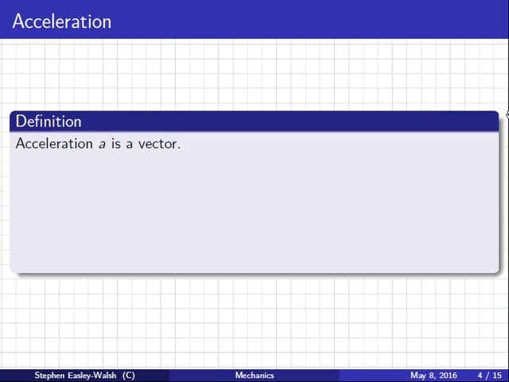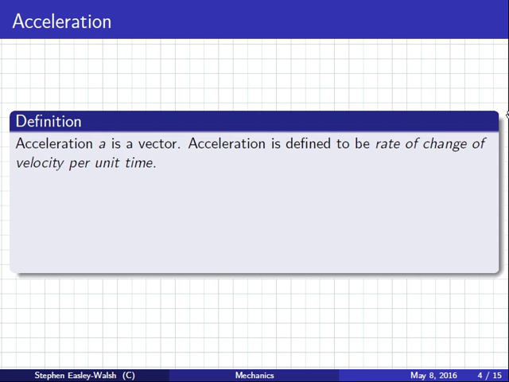Now, acceleration is probably something you already know. First thing to say about acceleration is it's a vector. So that's the first thing to say. And it's defined as the rate of change of velocity per time. So as a formula, the acceleration is the change in the velocity divided by the time taken to change the velocity. I'm going to look at what that means in a moment.